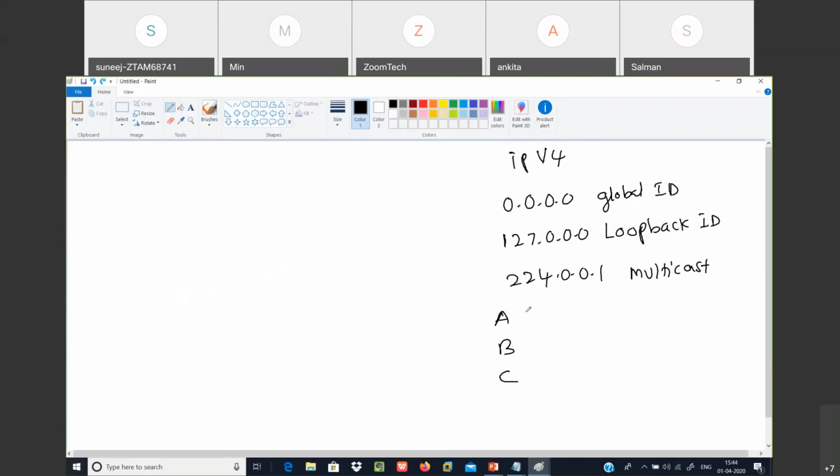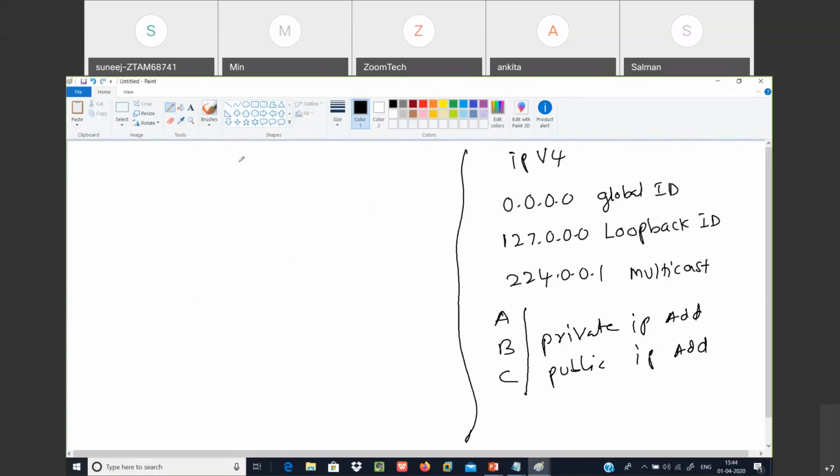So class A, class B, class C, we have private IP address ranges and the remaining public IP address range, and global ID, loopback ID, multicast address, private IP, public IP. These are all in IPv4. What about IPv6? In IPv6 also we have global, loopback, multicast, private and public addresses. The terminology is different in IPv6. We don't call it private IP and public IP.